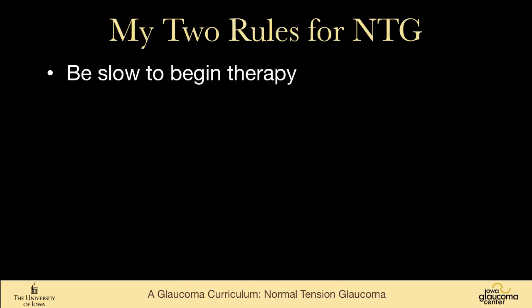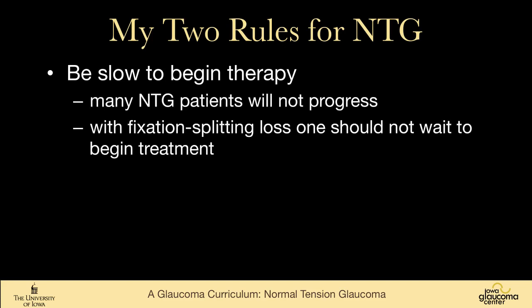I have two rules based on these studies for normal tension glaucoma that I always tell the residents and fellows. One is because 65% of people in the collaborative normal tension glaucoma study did not progress, I'm pretty slow to begin therapy. So if someone does not have fixation splitting field loss, they have clearly glaucomatous optic nerve damage and field loss, but it's not really terrible, then I might not treat them. I would just follow them to see if they're progressing, because they may not. And the exception, of course, would be people who have fixation splitting defect and severe field loss. You really can't wait to begin therapy.